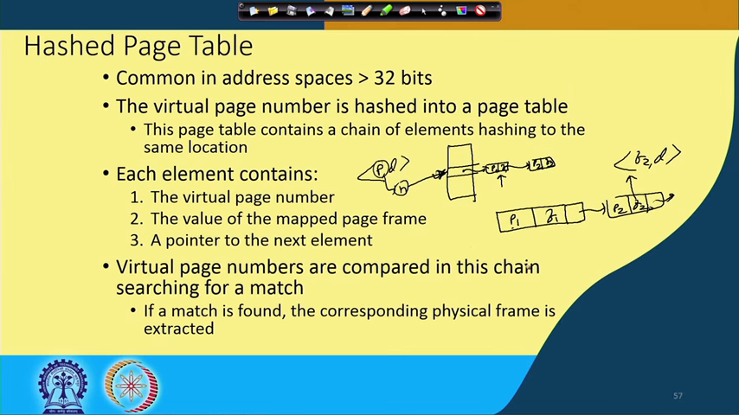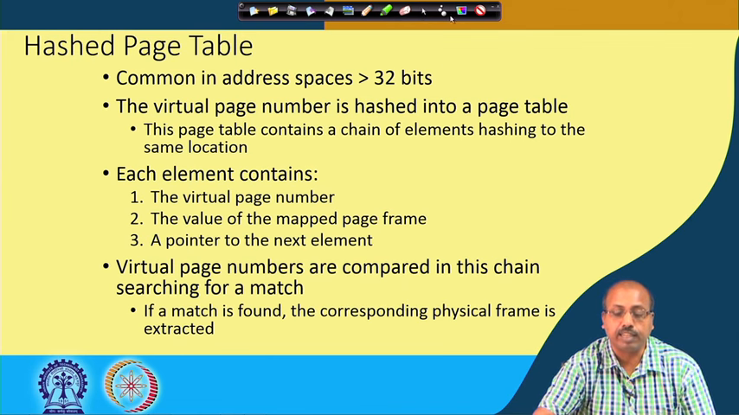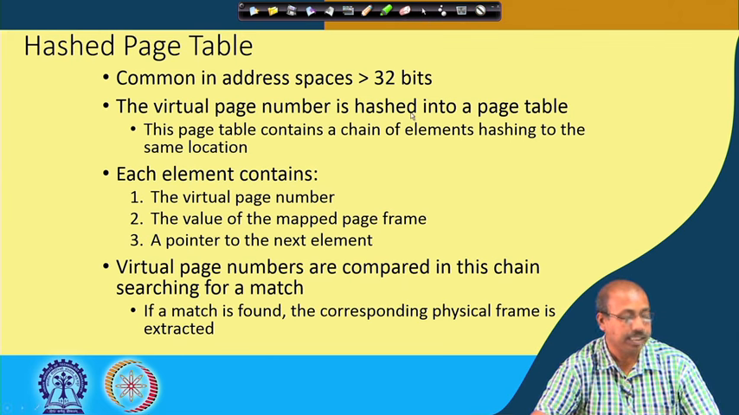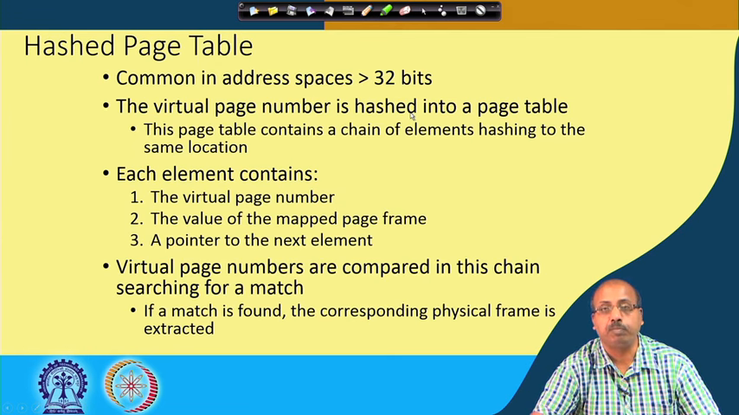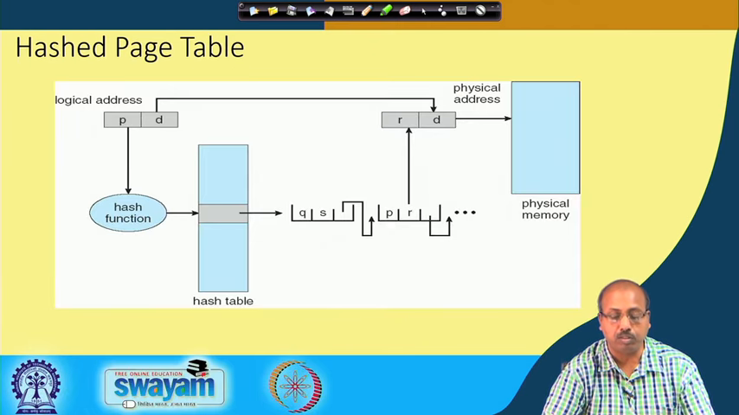So virtual page numbers are compared in the chain searching for a match, and if a match is found, the corresponding physical frame will be extracted. That is how this hash page table works. The advantage is that we do not have to have 3-4 levels of hierarchy for accessing a particular page. It is only a single hash function calculation and then probably a chain, and the chain will not be very large because only the colliding pages come onto that chain.